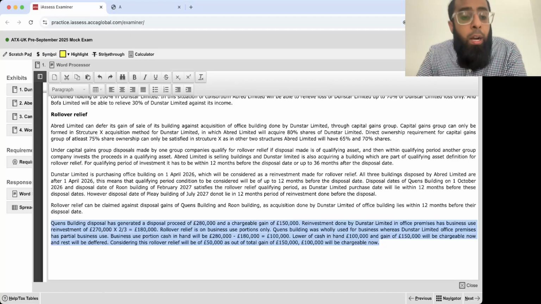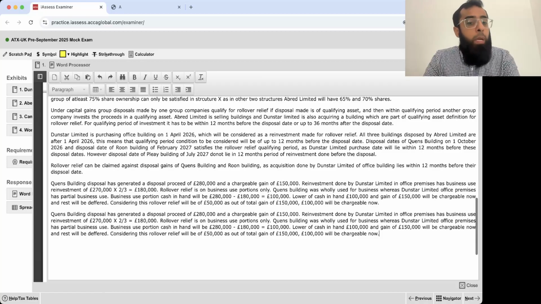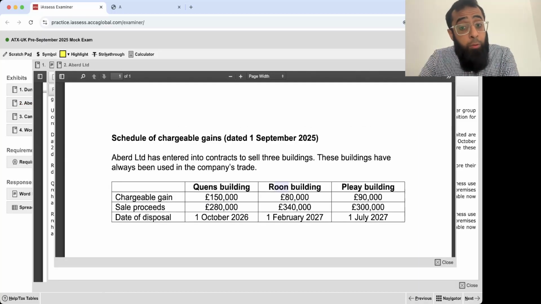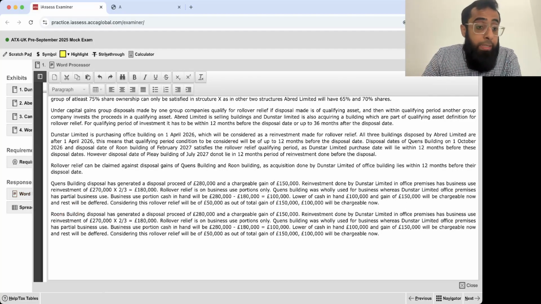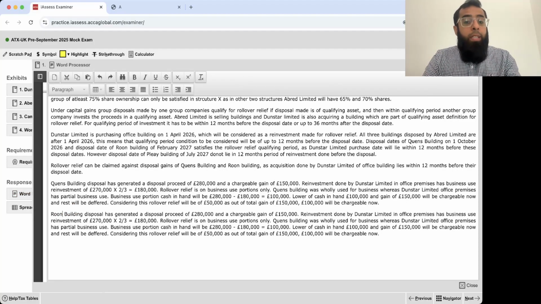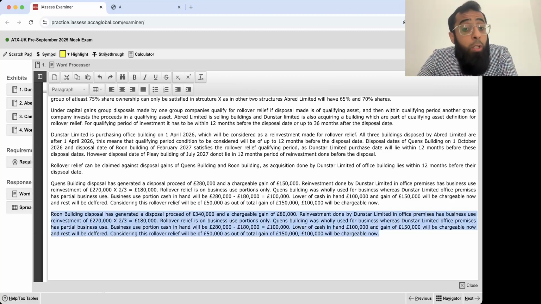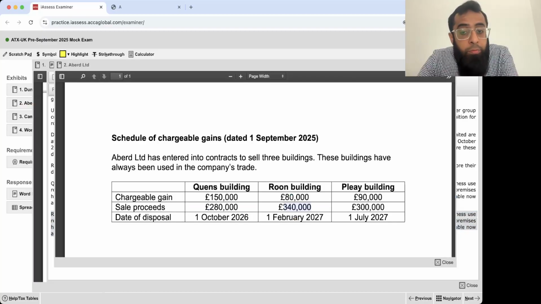Okay. Now, the same paragraph I will copy and write for which one? For the other building, which is Rune building. Just listen to it carefully. Rune building has a gain of 80 and proceed of 340. Rune building disposal has generated proceed of 340 and a chargeable gain of 80,000. Please listen carefully: Rune building, 340 and 80.